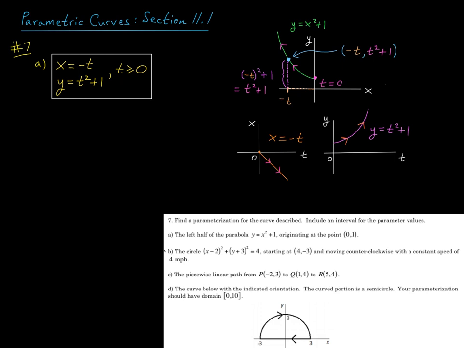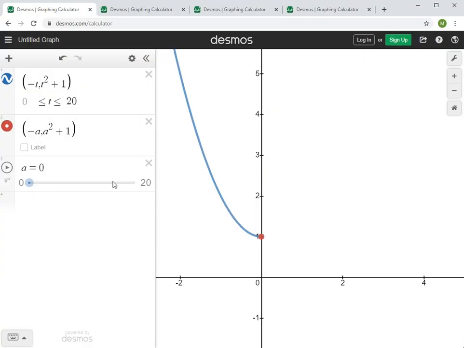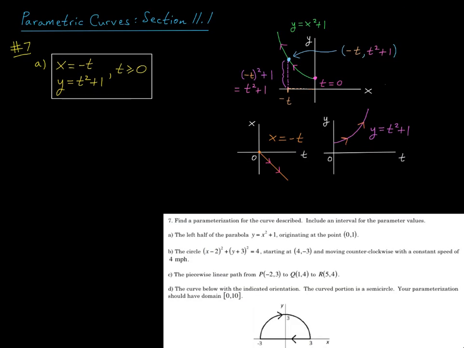Okay, cool. So let's check our answer on Desmos. So here are the parametric equations: negative t for x and t squared plus 1 for y. And t is greater than or equal to 0. Desmos wants an upper bound, so I just put in 20 because it's fairly large. And here's our tracing point. You can see when a is 0, we're located right here at 0, 1, right? And if I hit play, I can see I'm tracing out the left side of that parabola, so it's working. All right, cool.